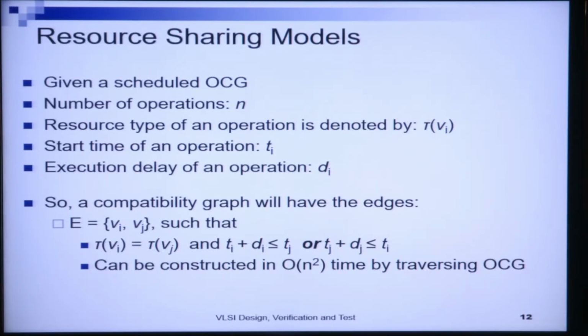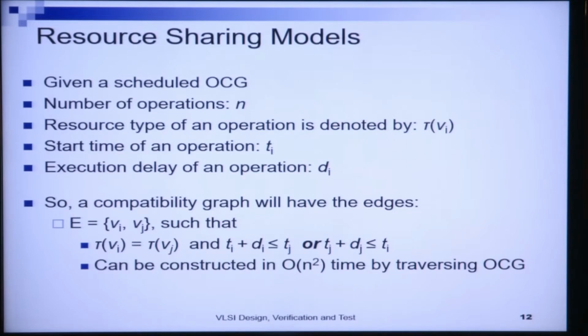Now, given a scheduled OCG, let n be the number of operations. Resource type of an operation is denoted by tau vi. This comes from the scheduling problem. So, tau vi tells me the type of resource that I require to schedule operation vi. The start time of the operation is Ti, because this is a scheduled operation constraints graph. I know the distinct start time for each operation i. The execution delay of operation Vi is also known, this is Di.